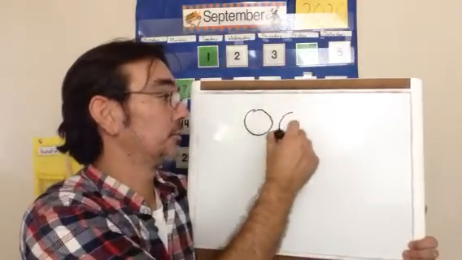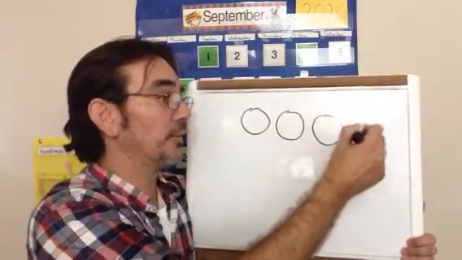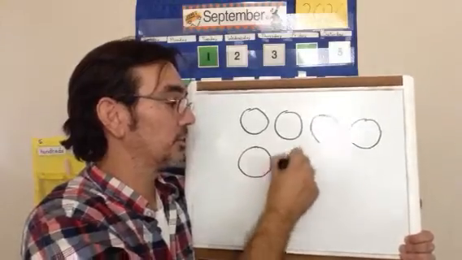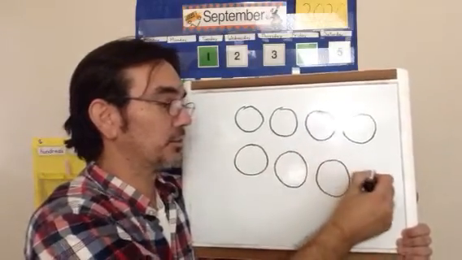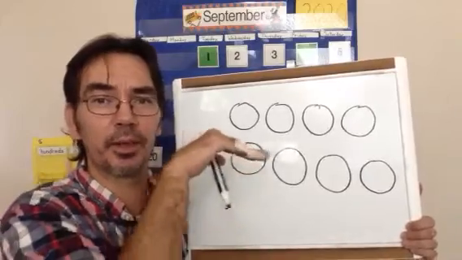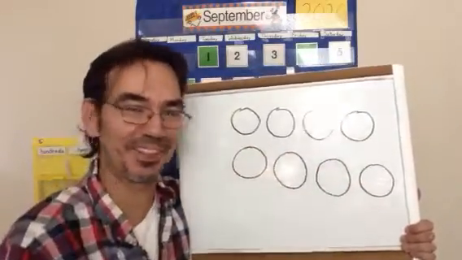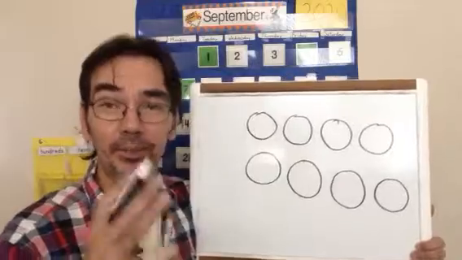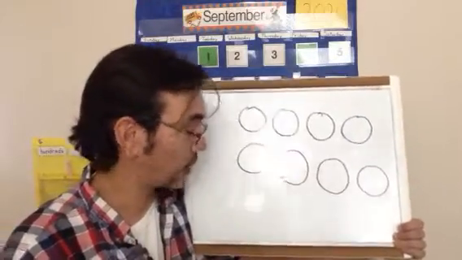1, 2, 3, 4, 5, 6, 7, 8. There we go. I have 8. And I notice that mine kind of go down a little bit. Alright, so we have 8 pencils here. And 3 of these pencils are short.